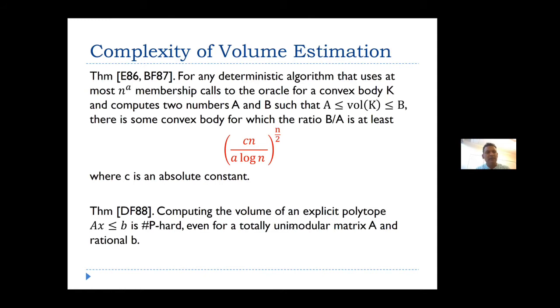Oh, yes. Okay, so indeed, volume is the same as integrating the constant function over a set, say function one. And more generally, the problem of integrating functions in space is very interesting, and we will come to that. This is just maybe the most well-known special case of that.